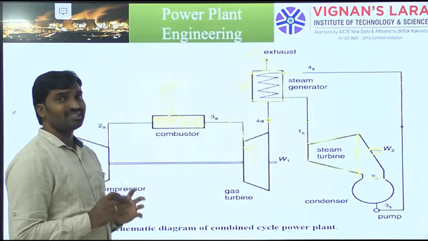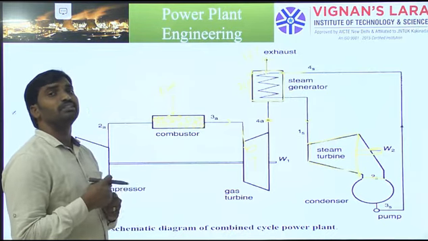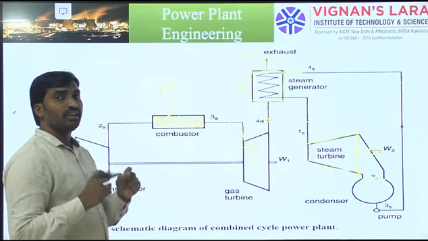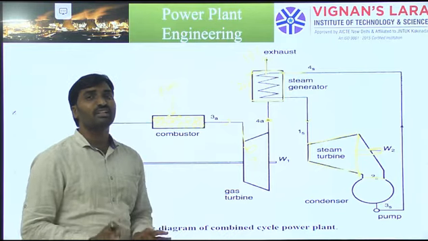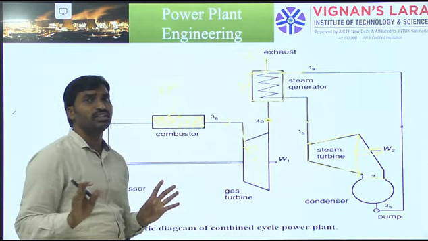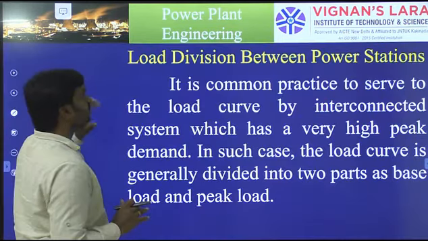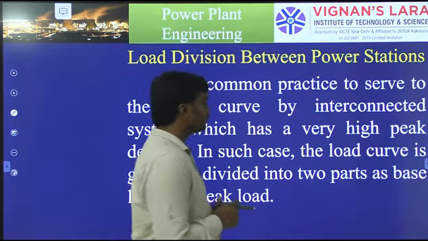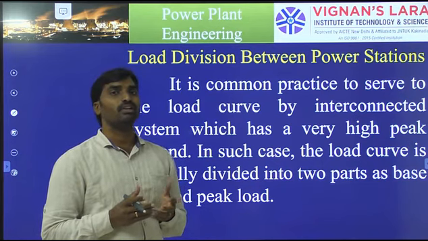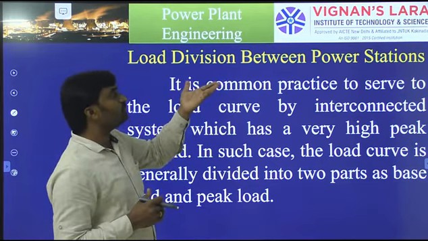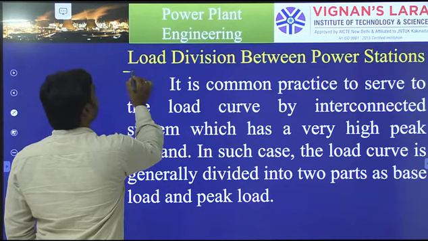If you understand that, what is the reason behind the combined power plant? How is the operating principle? The main aim of a combined power cycle is to improve the efficiency and achieve perfect utilization of fuel. The simple thing: perfect utilization of fuel. Coming to the next thing, how the load variations are there. Our next topic is load division between the power stations.